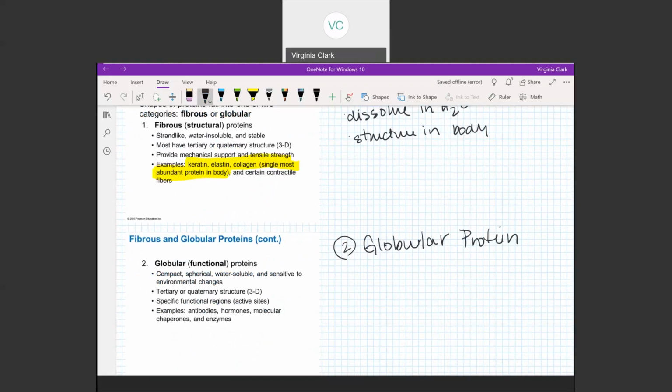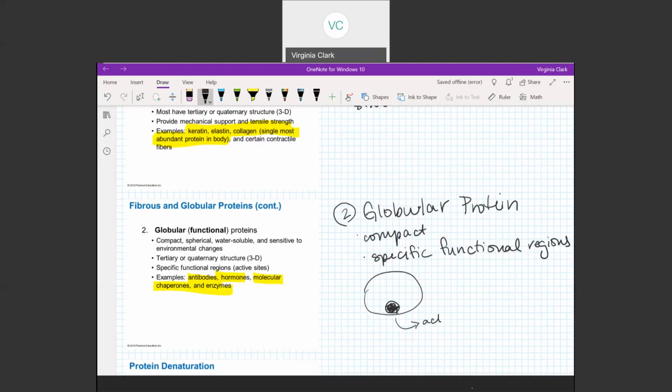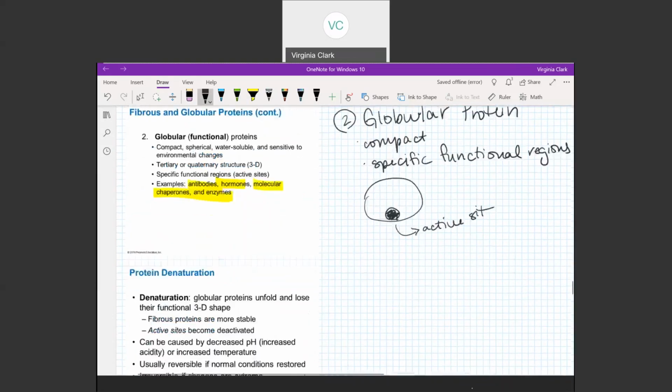So because it's globs, they are very, very compact. And these are going to have specific functional areas or functional regions called sites. Some examples of these are antibodies, hormones, some enzymes, and some other things. So if this is my globular protein, what that means with specific functional regions is this guy right here is the only place that's going to interact with something else. So this right here would be its active site. That is very important. As we get later in the semester, we'll talk about how proteins relate only with other proteins or other things at their active site.